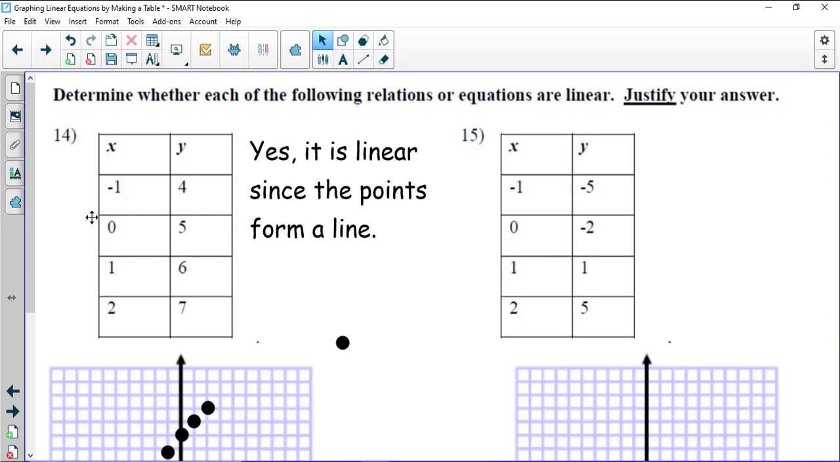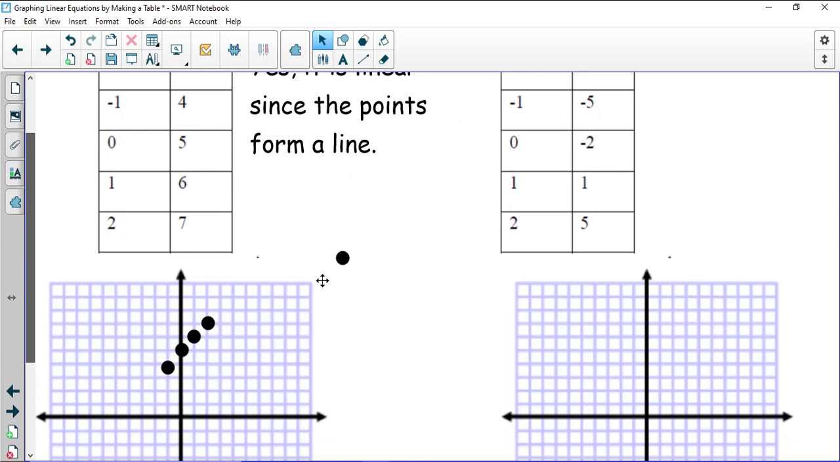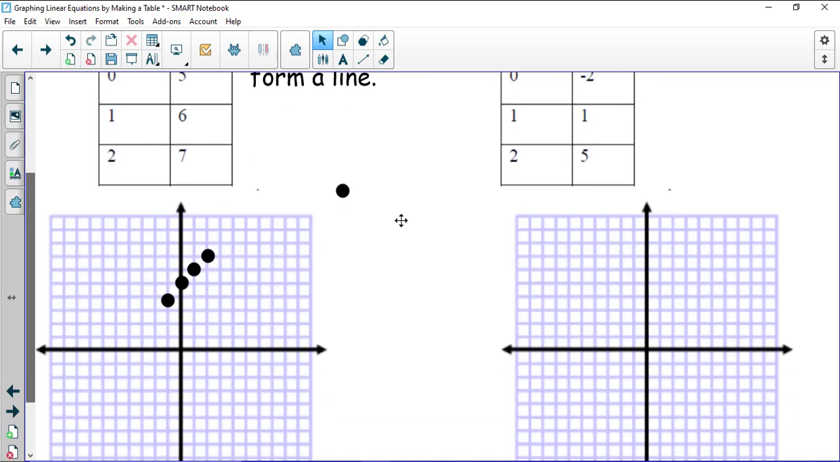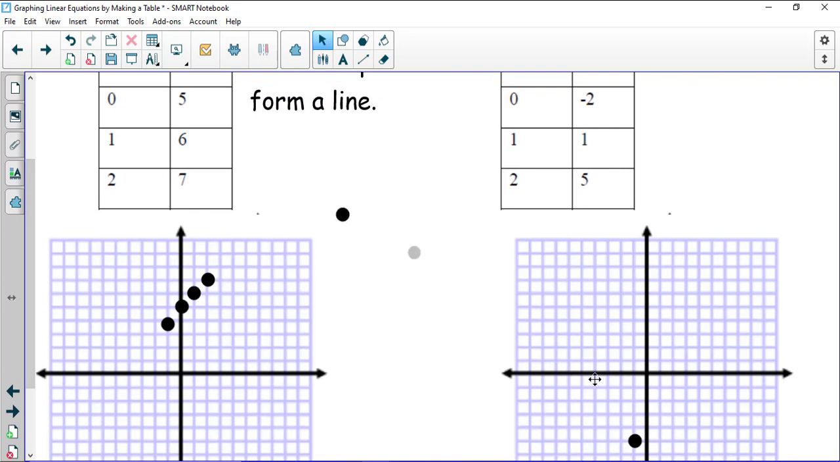So for number 15, we have negative 1, negative 5. I have to move this down. So negative 1, negative 5 will be 1, 2, 3, 4, 5 right here. We have 0, negative 2, just going to be right here. 1 comma 1 and 2 comma 5, which is going to be right here. So looking at these, it looks like they form a line.